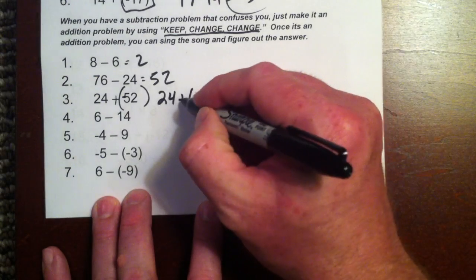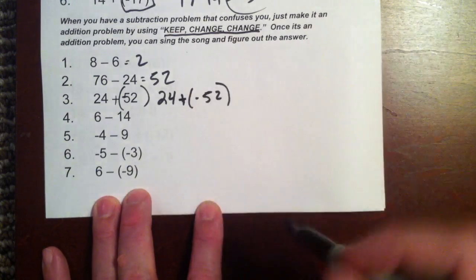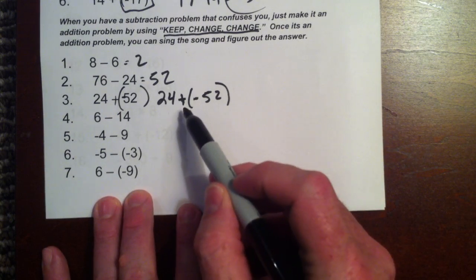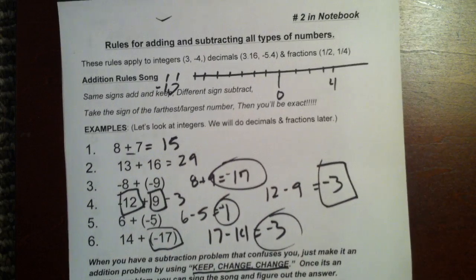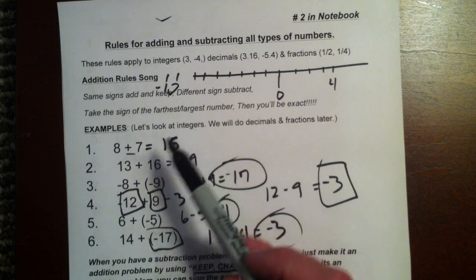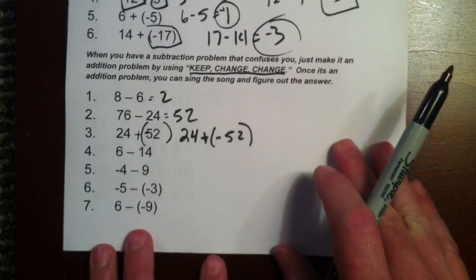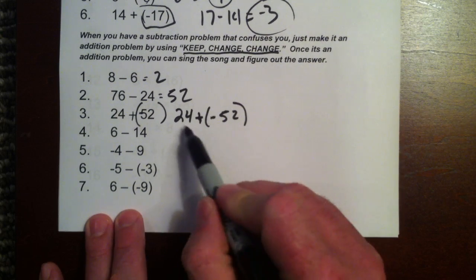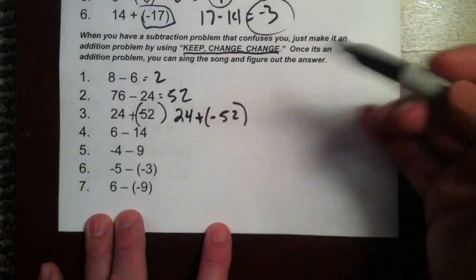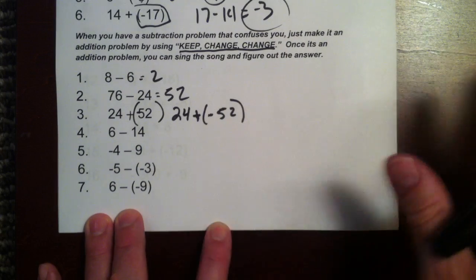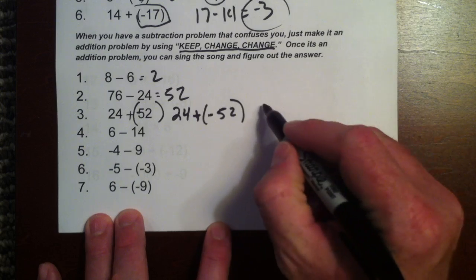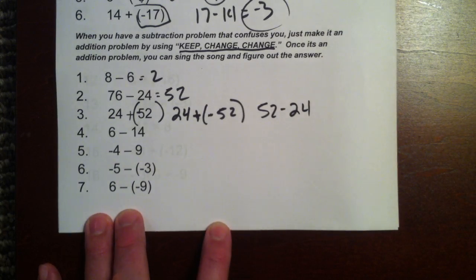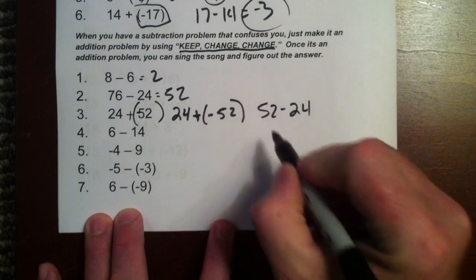Well, Mr. Kemp, that still doesn't make any sense to me. I've got a 24 plus a -52. I don't know how to do that. Well, we're adding, so we can go back up here and say, how about our song? Same signs, add and keep, different signs, subtract. Same signs, add and keep? Well, these aren't the same signs, they're different signs. So we're going to subtract. We're going to say 52 minus 24. And I always take the big number and subtract the small one. Let's see.